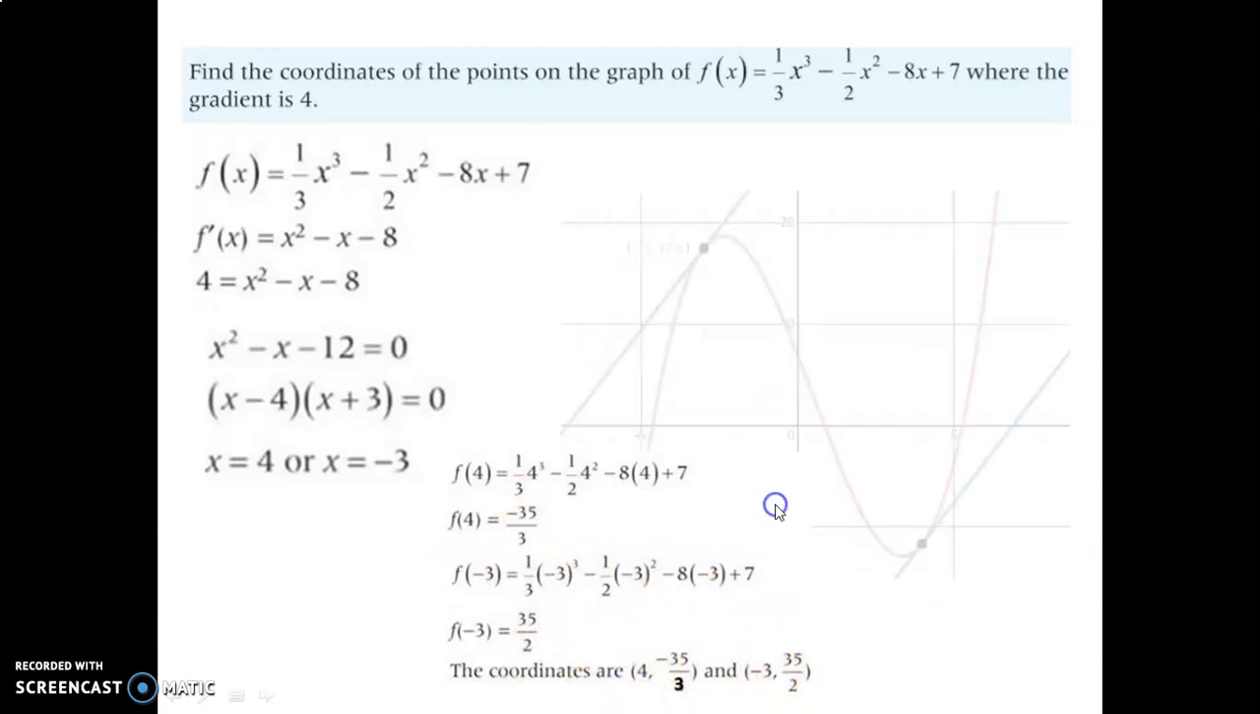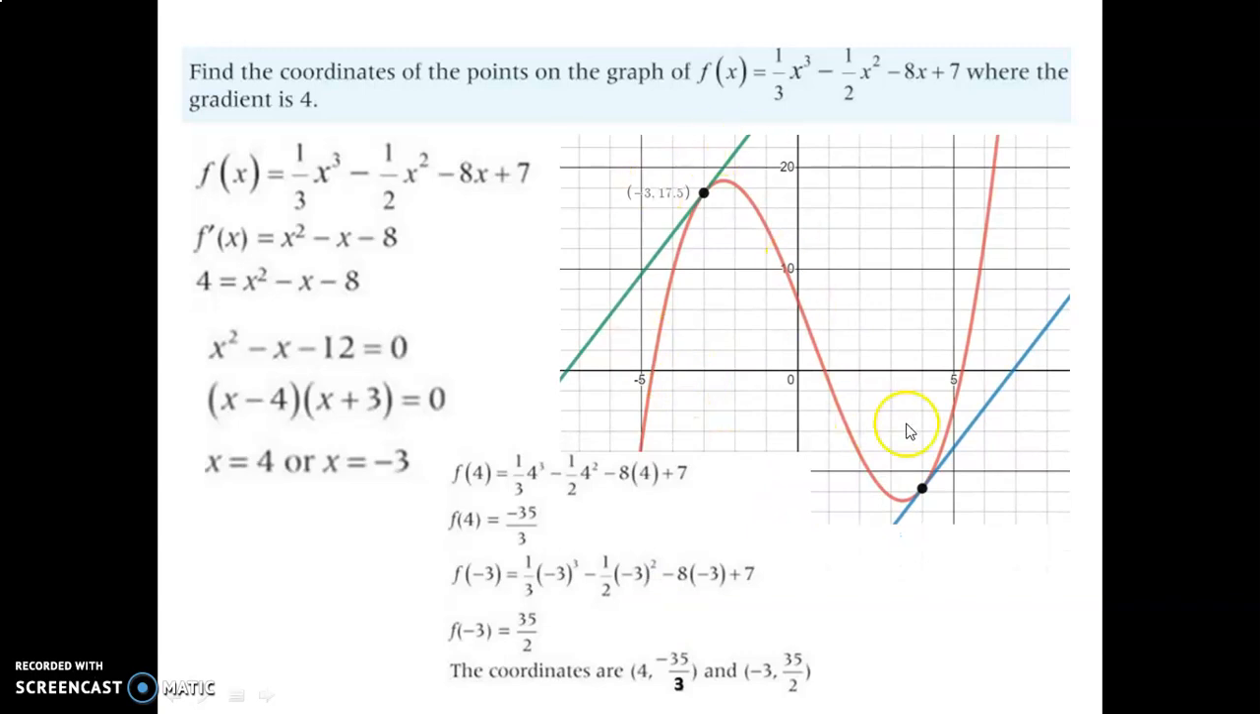Let's look at the graph of this one. I think it's important to see. So the red curve is the original function. Here are two tangent lines representing two locations on the curve where the slope is 4. And you notice those 2 points are the 2 points that we found here. And they have the parallel slopes of 4.